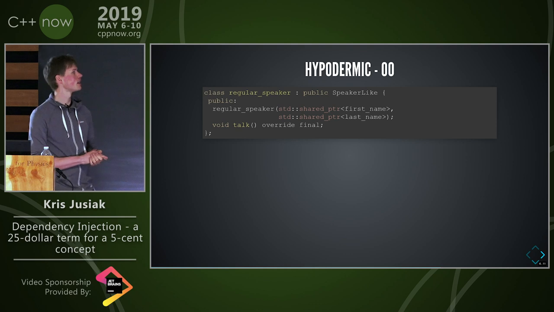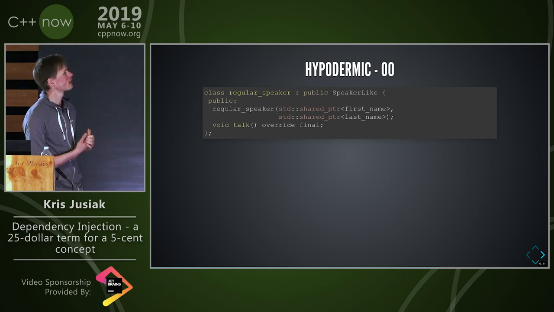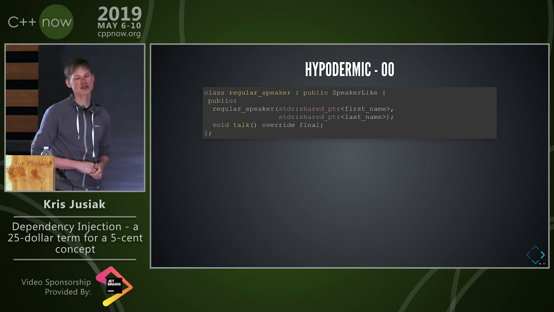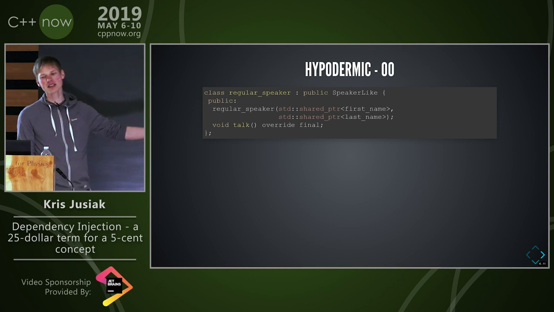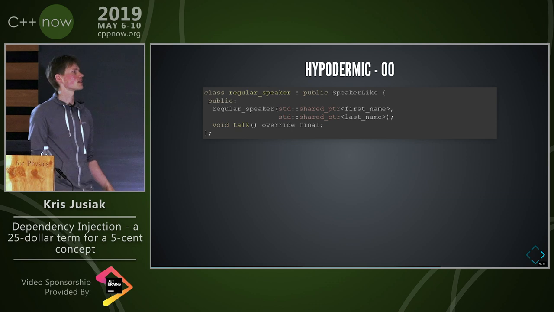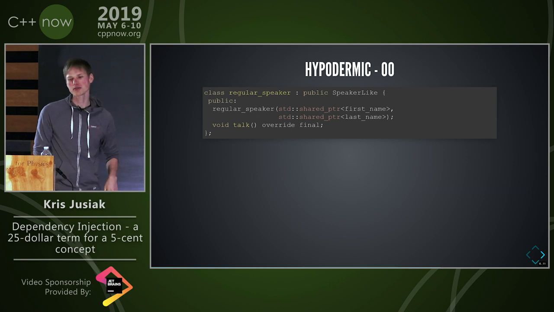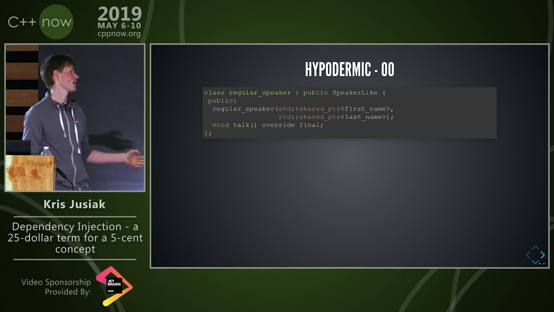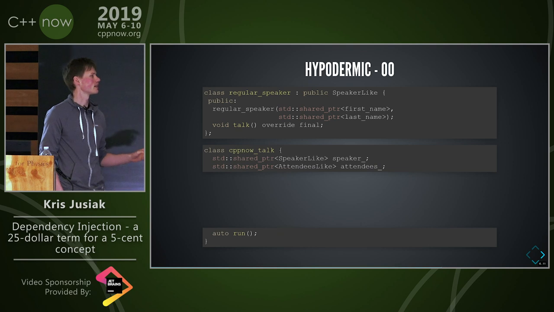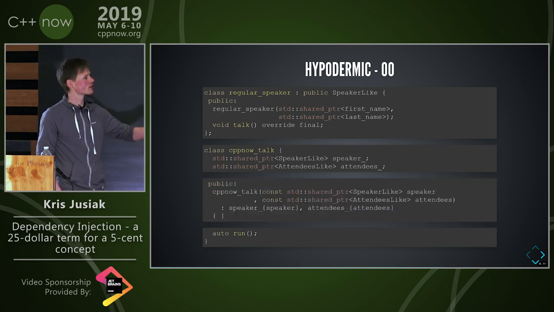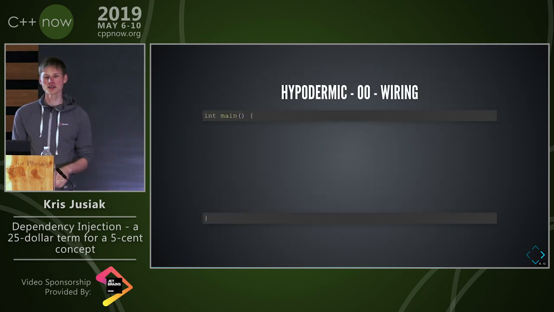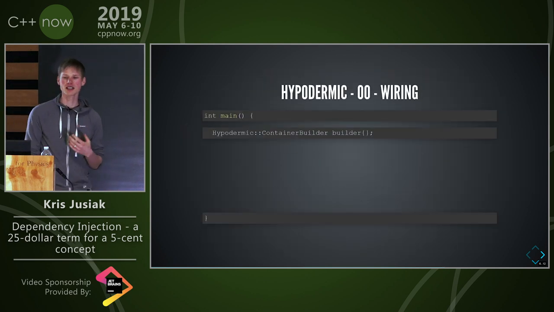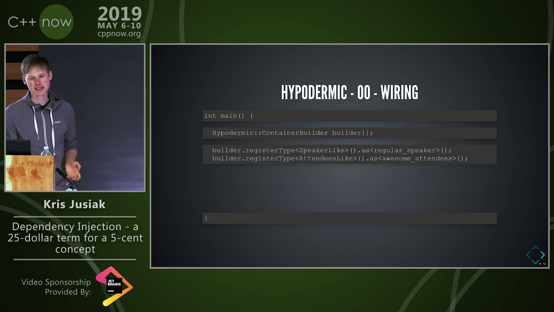So for example, when we have the speaker, that's the implementation of the object-oriented approach with Hyperdemic. We have to switch to shared pointers because that's all it allows. That's not good, but okay, we'll talk about that a bit later. So basically, we switch to the shared pointers. That's fine so far. And after that, we have this wiring in which we have the kind of builder.